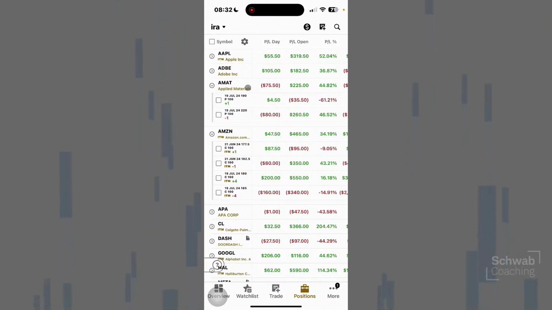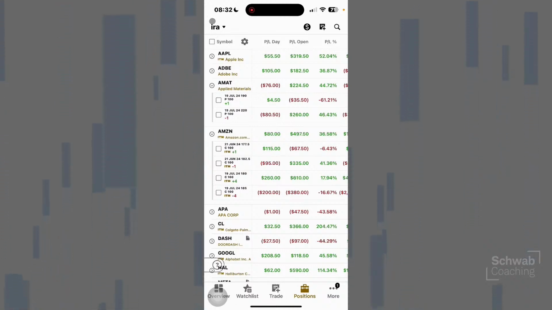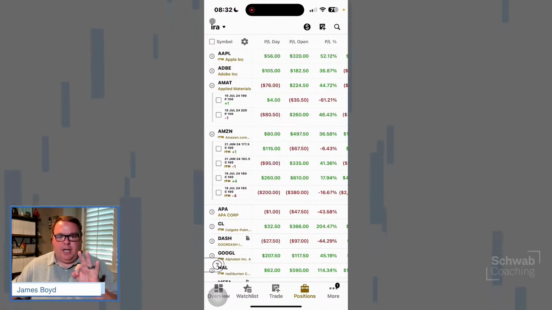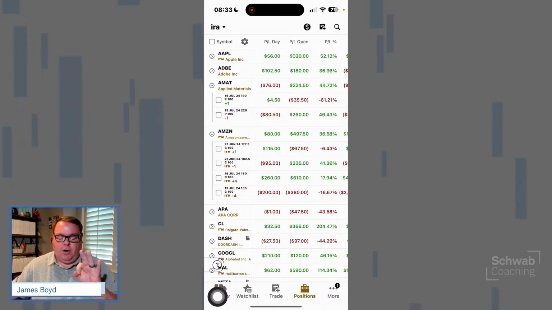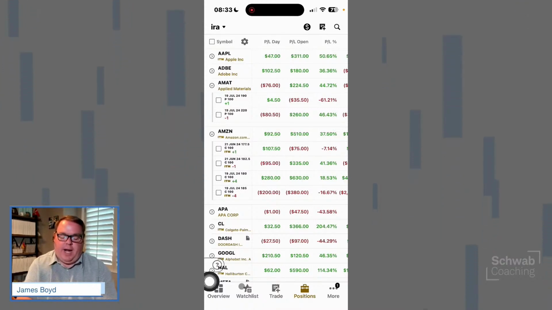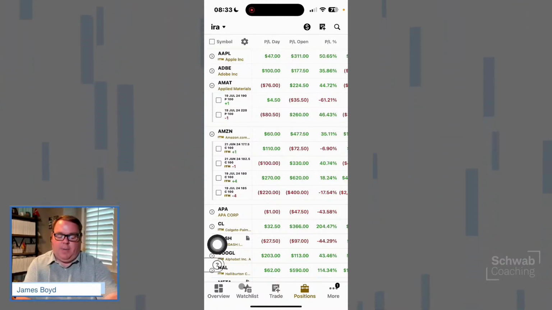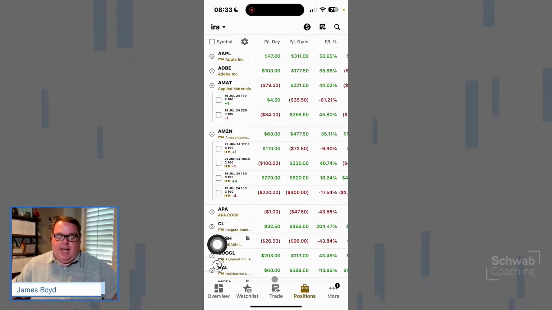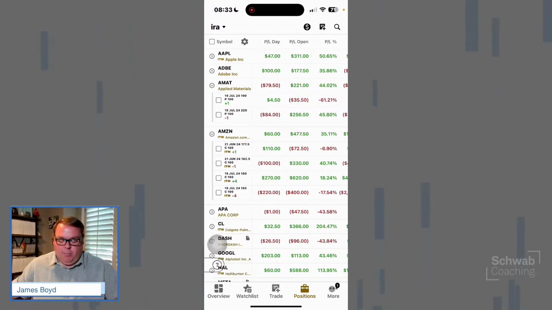So just as before, remember, if you're a Samsung user, at the very top left, you should have 3 lines. You click on those 3 lines, and then down at the bottom you will see overview, watch list, trade, right? And positions, more, etc.